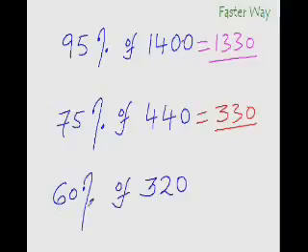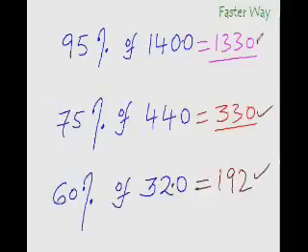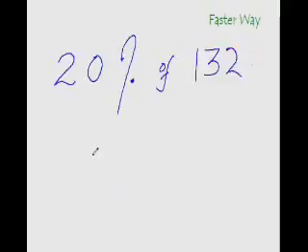60%. 60% is nothing but 50% plus 10%. So 50% of 320 would be 160, and 10% would be 32. 160 plus 32 is 192. So this is the answer. Okay, so this is the last example. Quickly find out what is 20% of 132. 10% would be 13.2, and 20% would be double of that, that is 26.4.